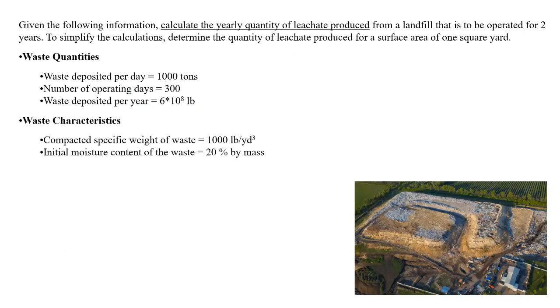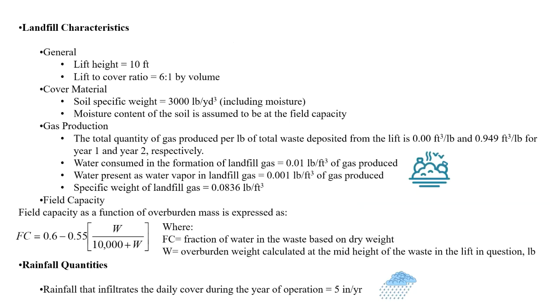According to the question, we have a landfill facility where leachate is produced, and we will calculate the amount of leachate produced from this facility for 2 years. And moreover, in the question, the information about the amount of waste deposited per different time intervals and the characteristic of waste are listed. And then the data that shows the landfill characteristic and rainfall amount are given. For example, lift heights, the ratio between lift to cover material specific weight, gas production details, and the PF capacity formula are listed within the scope of landfill characteristic.